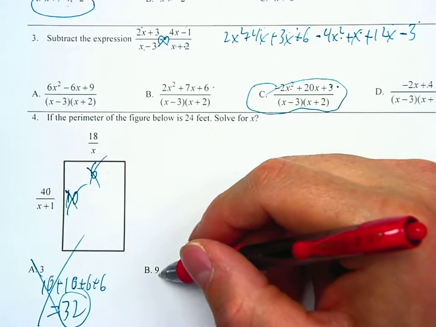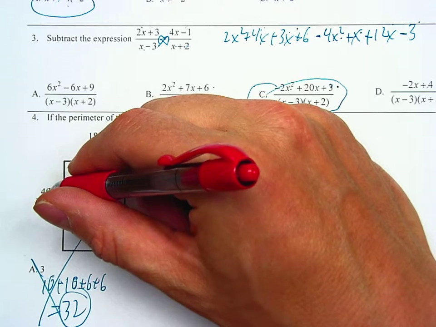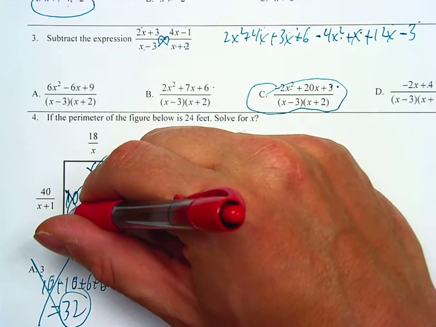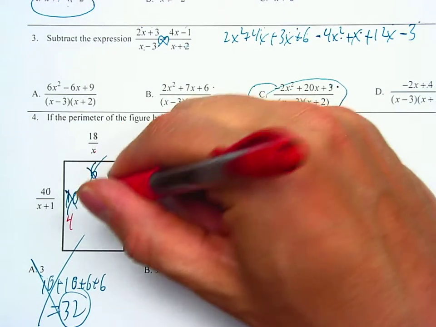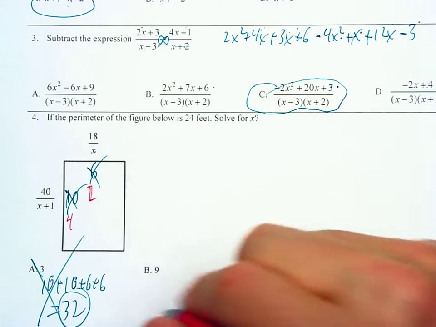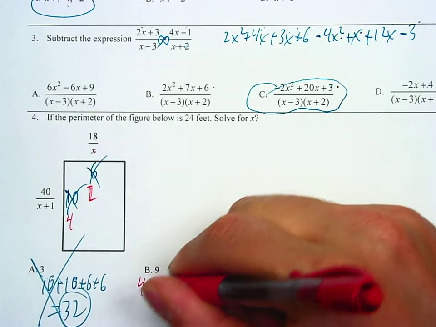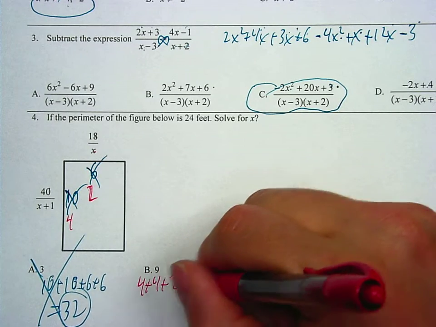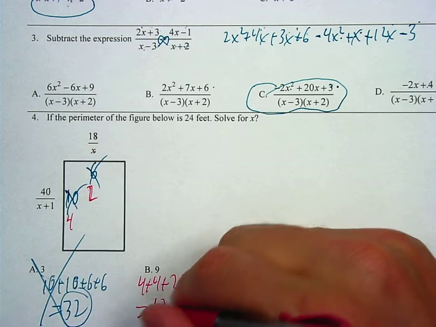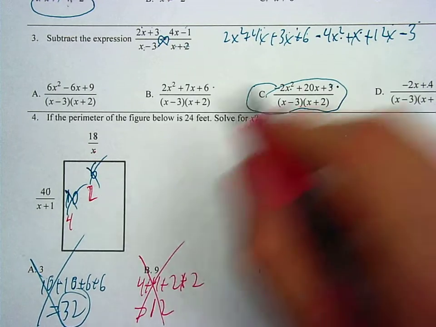Moving along, if x was 9, 40 divided by 10 is 4. 18 divided by 9 is 2. So this would be 4 by 2 now. So I'm going to do 4 plus 4 plus 2 plus 2. 8, 10, 12. That would give me a perimeter of 12. I don't want 12. I want 24.